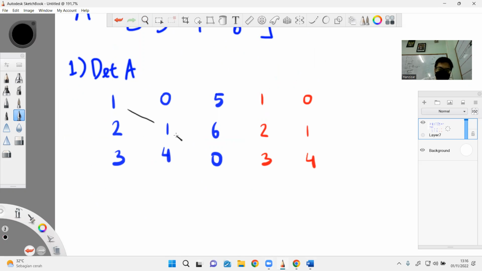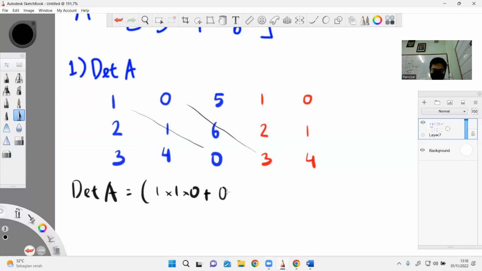1 times 1 times 0. See, it's very simple. The determinant is 0 plus another 0, 0 times 6 times 3, right? So 1 times 1 times 0 is 0. Do you want me to do it slowly? If you want to do it slowly, okay. 1 times 0 plus 0, 0, 6, 3. And one more, 5, 2, 4, but I don't think we have to do it.